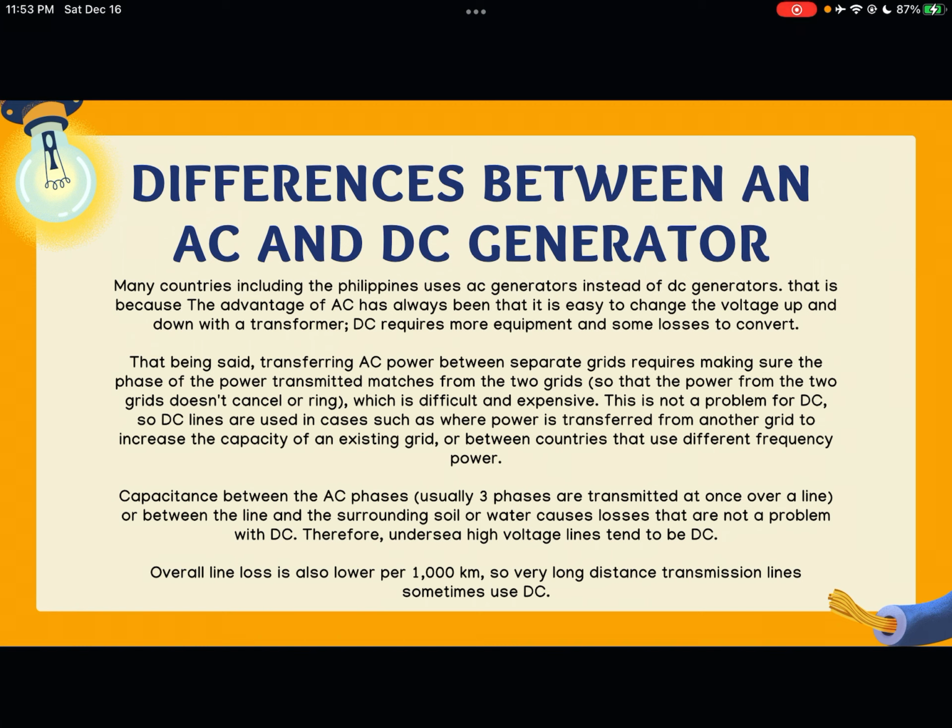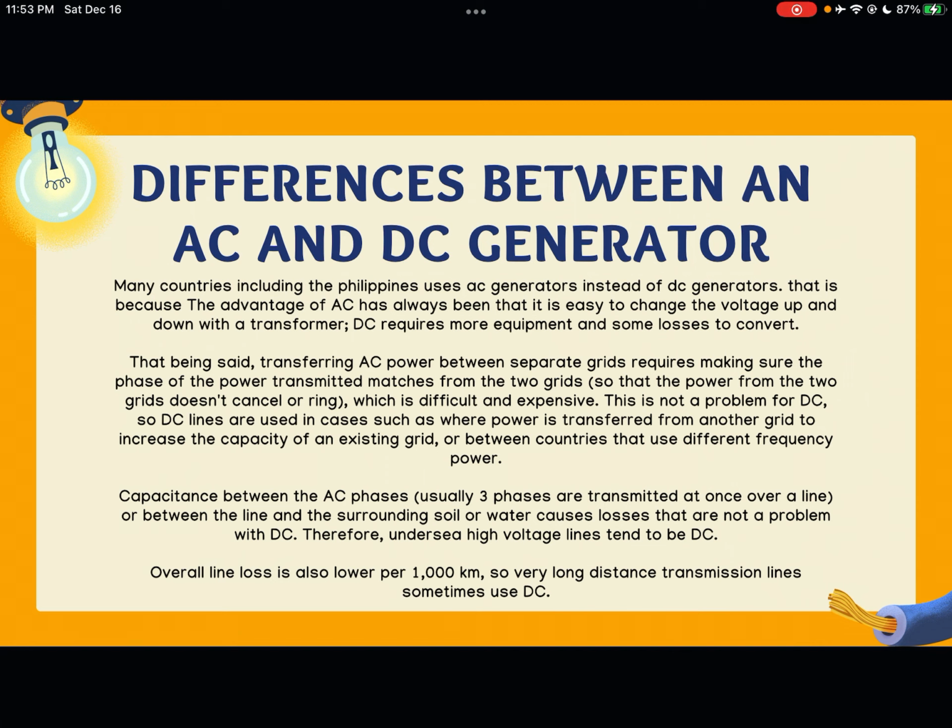But that being said, transferring AC power between separate grids requires making sure the phase of the power transmitted matches from the two grids. What does it mean? It means two power grids, it has to be the same. You can't send one that's 1,000 voltage to another one that's 500. It's not gonna mix. You're gonna break something. Doing this is very expensive and difficult. But that's not a problem for DC since it's direct.